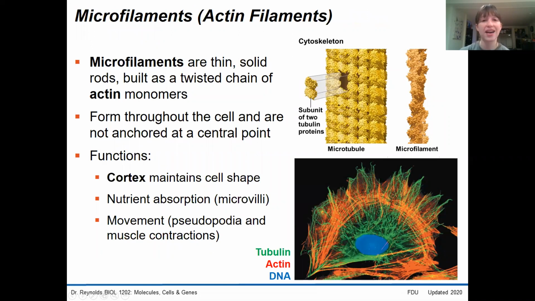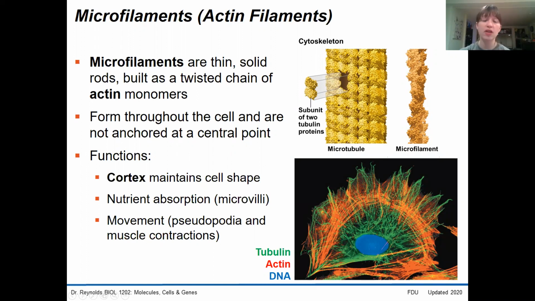Now, microfilaments are going to be different. Microfilaments do not have a central organizing component. When we talk about how microfilaments support cell shape, we're going to be looking at these very thin fibers. They're actually a twisted chain of actin monomers that form a structure known as a cortex. It's this ring around the surface or the outside of the cell.